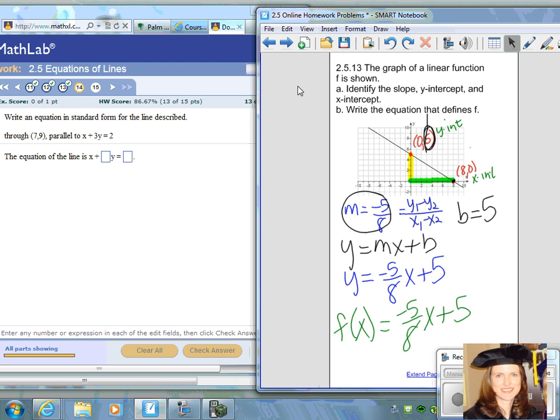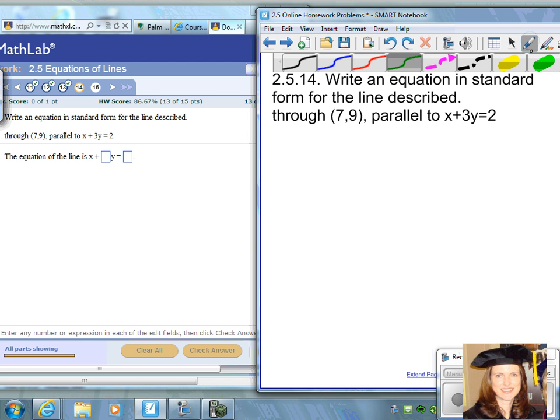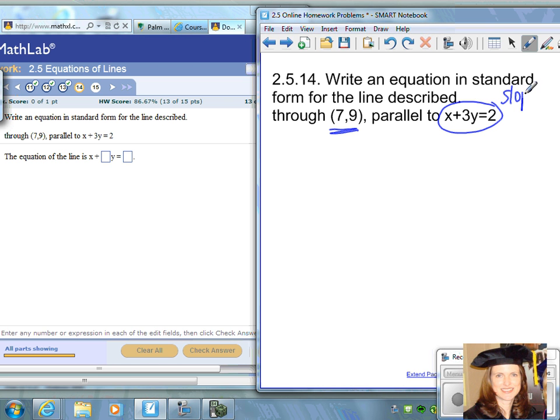Okay, question number 14. We want to write the equation in standard form for the line described. The line goes through 7, 9 and is parallel to the line x plus 3y equals 2. To find the equation of the line, we need a point and we need a slope. Well, we were given the point, so we have to use the other line to find the slope. If we find the slope of this line, then our line is going to be parallel to it. It's going to have the same slope.